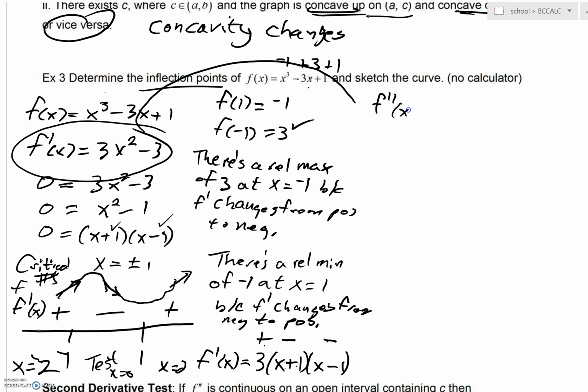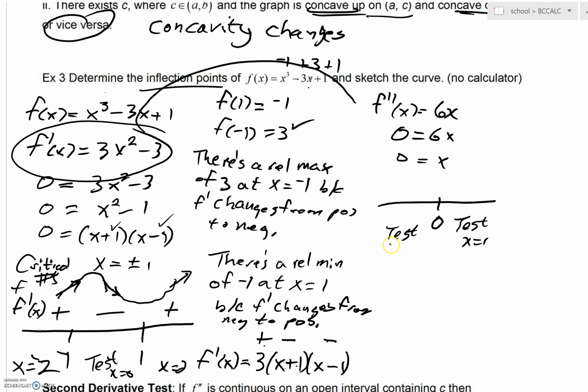The second derivative, well, the derivative of 3x squared, you'd get 6x. And the derivative of -3 goes away. If I set that equal to 0, it only takes a moment for us to get x equals 0. That's our prime candidate for having an inflection point. X equals 0 is where f double prime is 0. Let's test x equals 1. And let's test x equals -1.